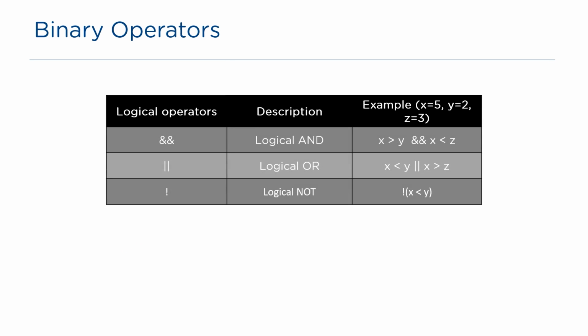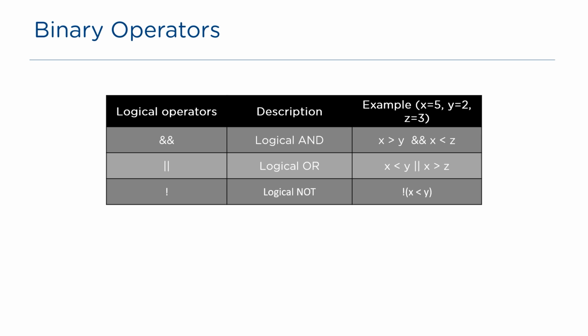The following binary operator is the logical operator. In that we have the logical and, or, and not operators. So let us consider the example x greater than y, logical and x less than z. The logical and operator returns the value true if both conditions are valid. Otherwise, it will return false. Next, the logical or operator returns true if either condition is true. Else, it will return the value false. As discussed before, the logical not operator complements the value.